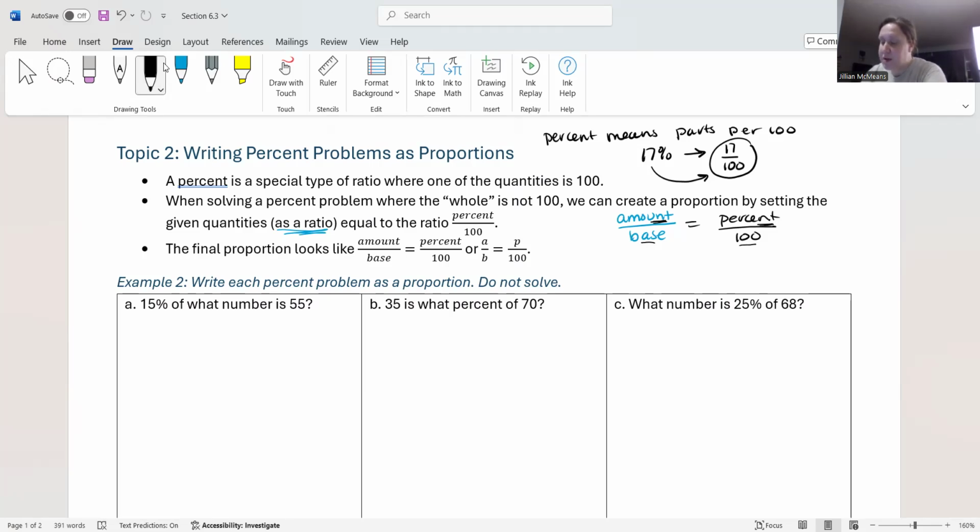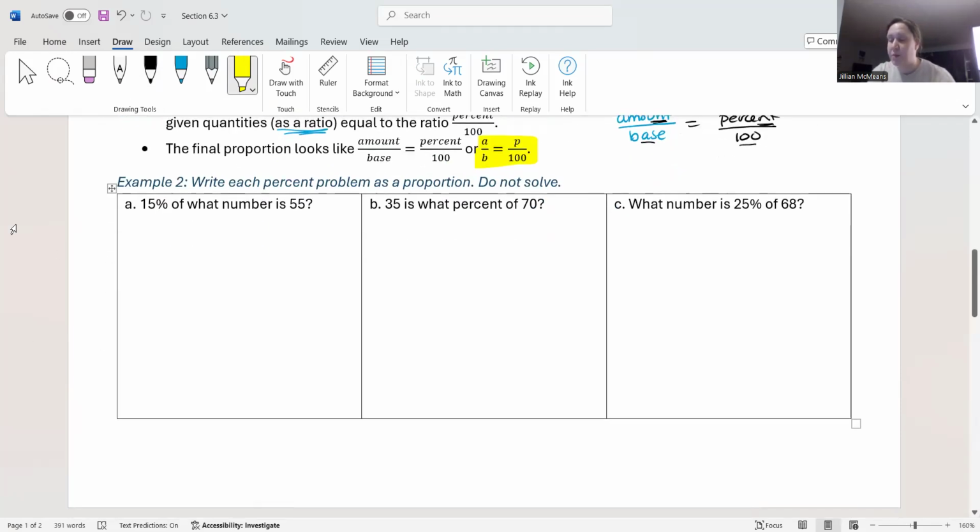Now we have this bullet point that says the final proportion looks like amount over base equals percent over 100, or a lot of times we'll think of it like this: A over B, so still amount over base, equals P percent over 100. For example 2, it says write each percent problem as a proportion, do not solve. We're going to label the amount, the base, and the percent, and then fill in the proportion. The percent is always the easy one. It is either clearly given or clearly missing.